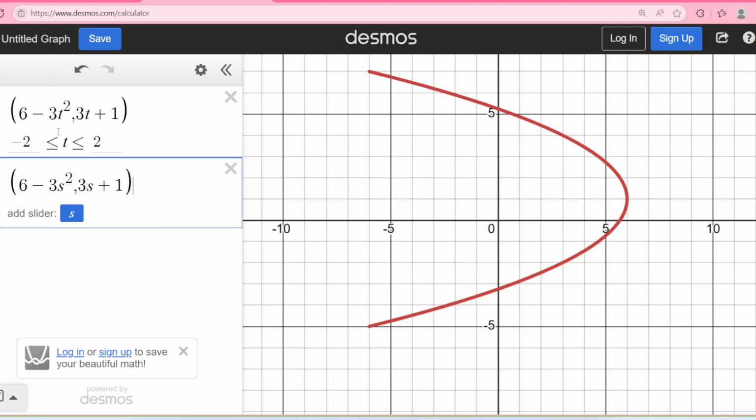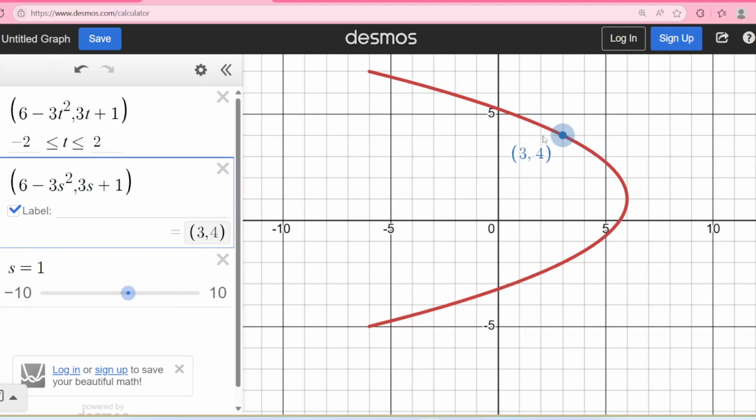And then instead of giving a range for t values, or a range for the parameter, it'll ask you to add a slider for that variable. And you see when s equals 1, that's the same as when t equals 1, and I'll put a label here. So you're at the point 3, 4. And that was on my hand drawing, right? When t was 1, the point I plotted was the point 3, 4.